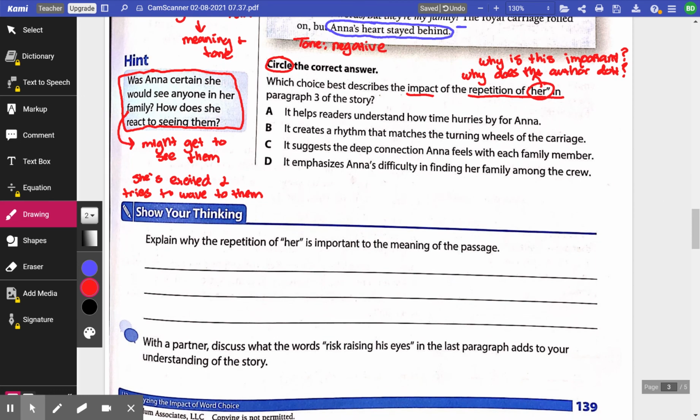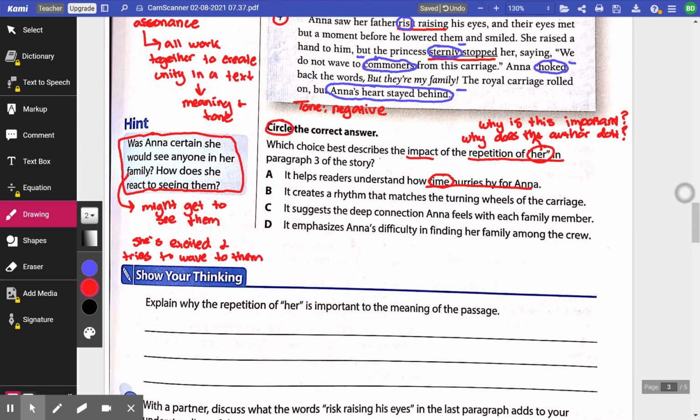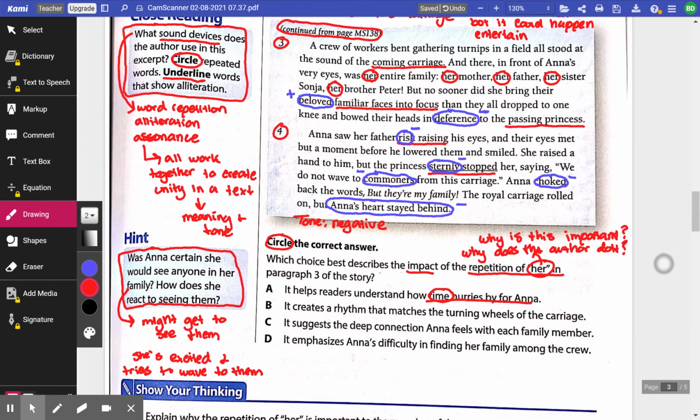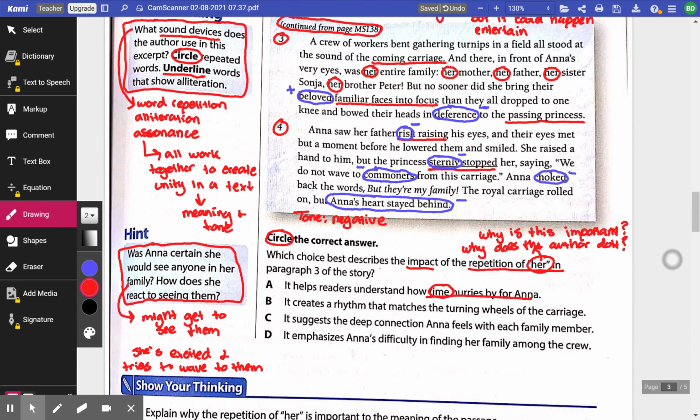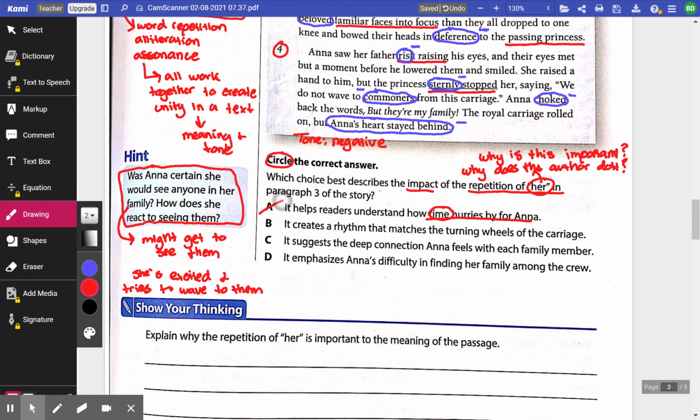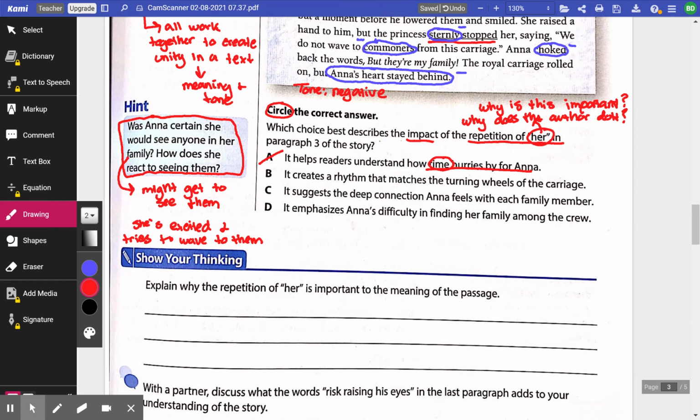Answer choice A says it helps the reader understand how time hurries by for Anna. So this answer choice is focusing on how time is passing. Nothing in the passage really expresses how time is passing by for her, and they don't use that word "her" to focus on time passing by. So answer choice A is out for us because we are not focused on time in paragraph 3.